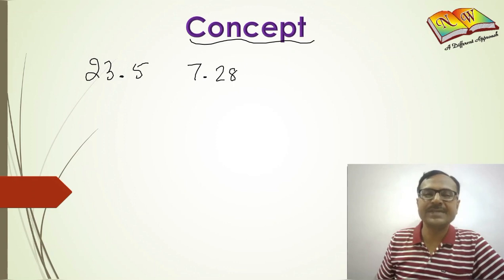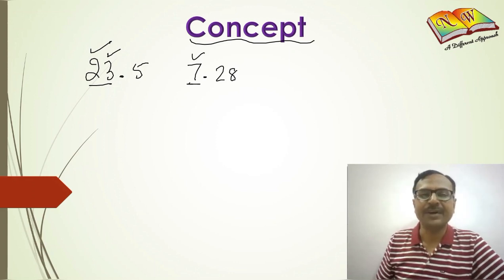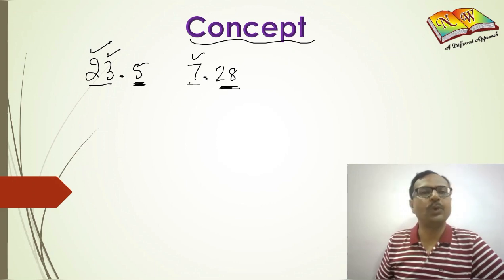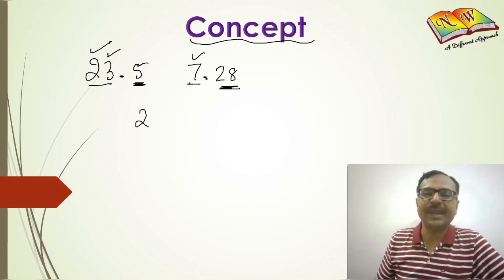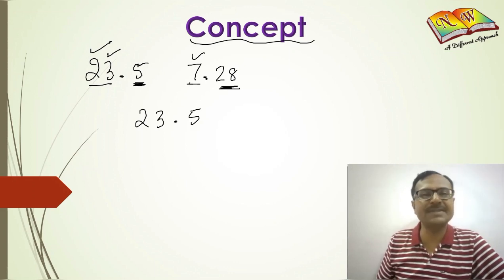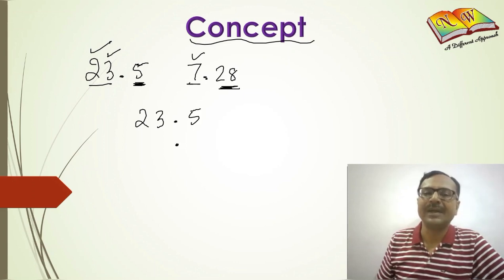7.28. See, the number of digits in front of the decimal are 2 here and 1 here, so the number of digits differ, and likewise the number of digits after the decimal is 1 here and 2 here, so they also differ. What we do to add the decimals is we write the first number and then we write the second number below the first number in such a way that the decimal comes exactly under the decimal, and so we can write 7 here, 2 here and 8 here.